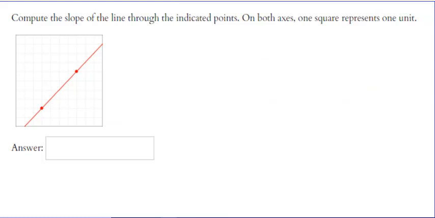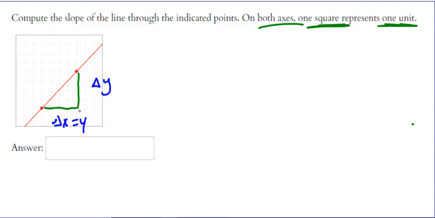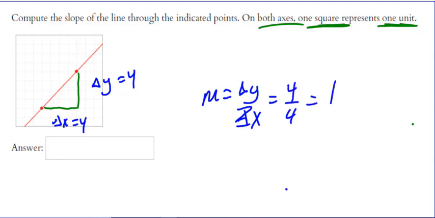All right, so here's one that you've got a couple problems on. It doesn't give you a scale over here other than both axes, 1 square represents 1 unit, right? So I want you to kind of do this. You're going to make basically a right triangle, right? So I want to know the change in x and I want to know the change in y. So 1, 2, 3, 4. And then if I count 1, 2, 3, 4, then my slope is change in y over change in x, which is 4 over 4, which is 1.